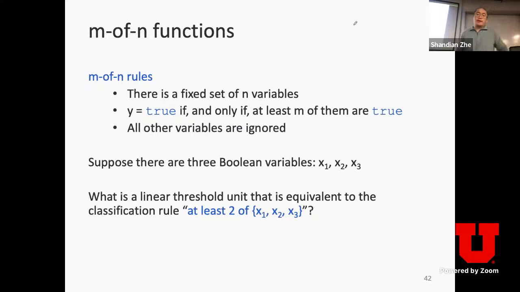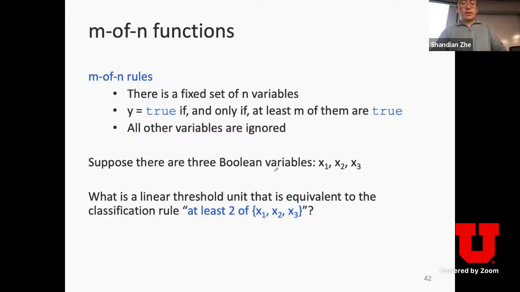Okay, so next, let us look at a little bit more non-trivial examples, which are called M of n rules or M of n functions. So what are M of n functions? We're assuming there is a fixed set of n variables, which are your input variables, and y is true if and only if at least m of them are true. All the other variables are ignored.